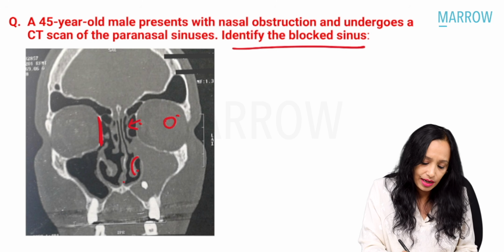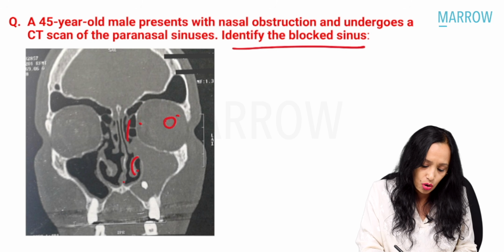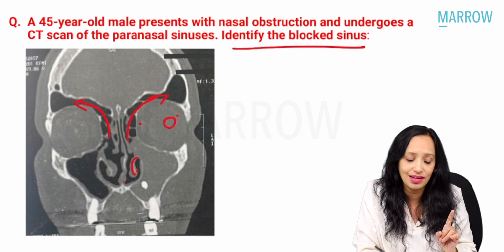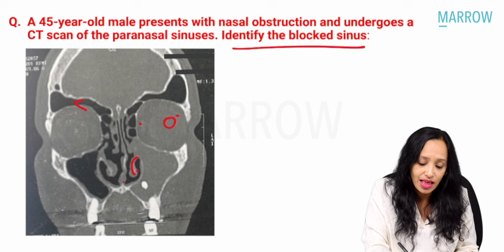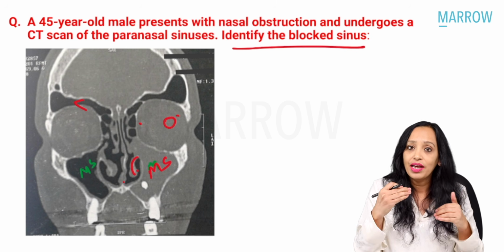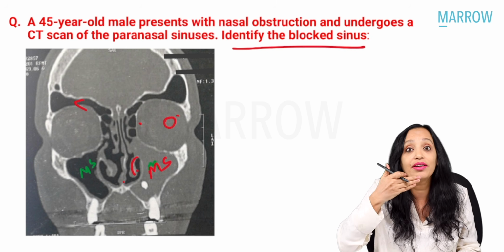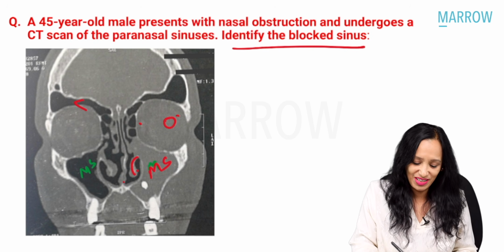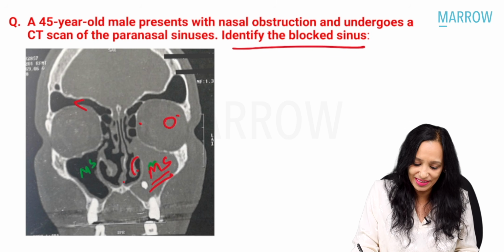Here we can see that the ethmoids are extending so much superiorly also. This is the supraorbital ethmoidal air cells. Yes, don't confuse this with frontal sinus. This cannot be frontal sinus because the maxillary sinuses that you are seeing are so big, which means that this is a posterior cut. And frontal sinus is seen only in the anteriormost cut. Is that clear? So which sinus is blocked here? Yes, we can see the maxillary sinus.